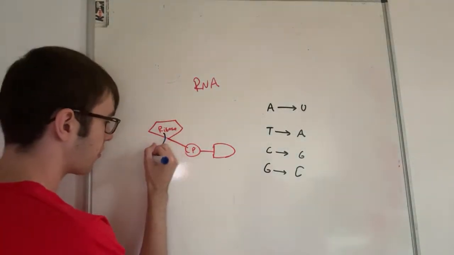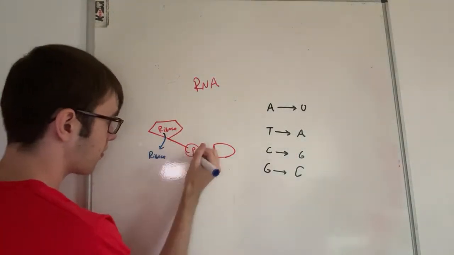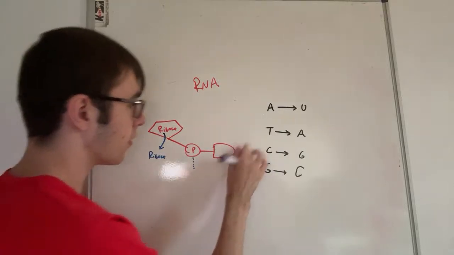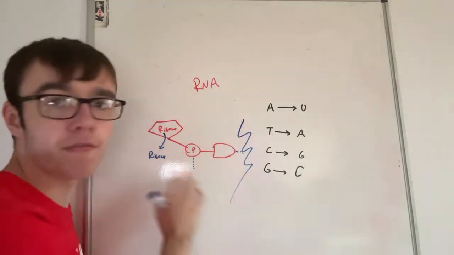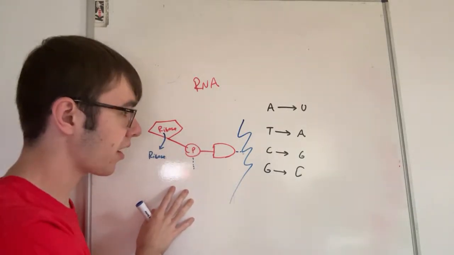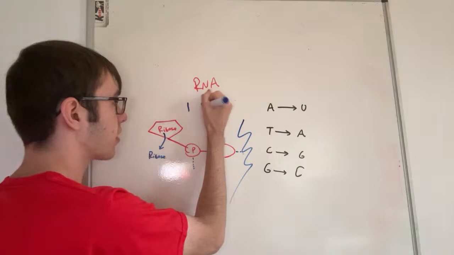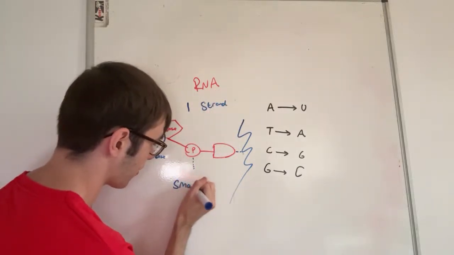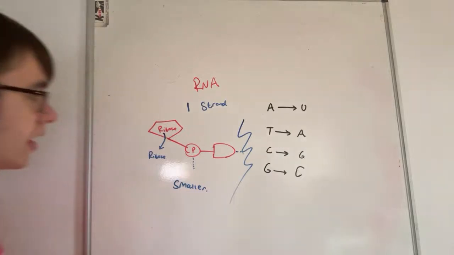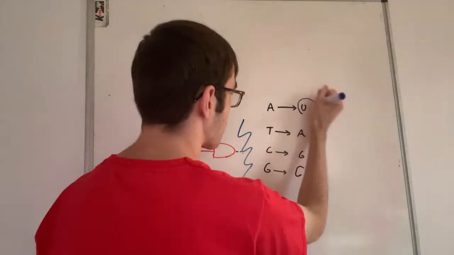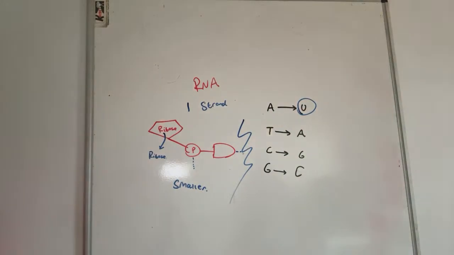This is obviously a ribose. That's going to have a phosphodiester bond. The idea, though, is that this is a single molecule. Okay, RNA is only 1 strand. It is a smaller strand. It has different base pairings. It has uracil instead of thymine to bind to that.